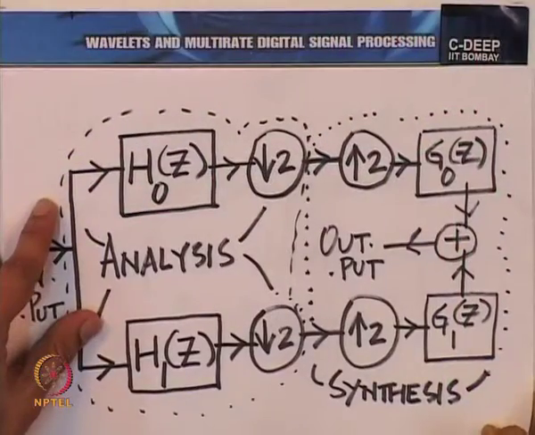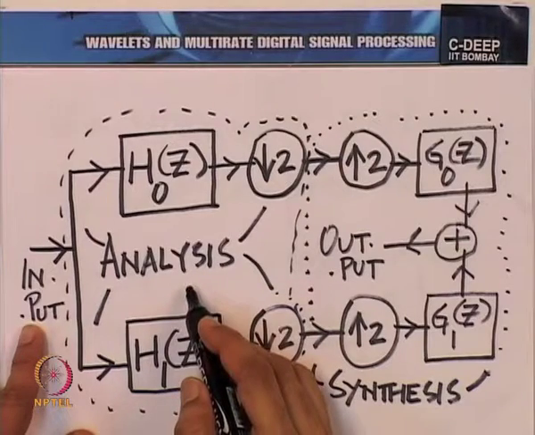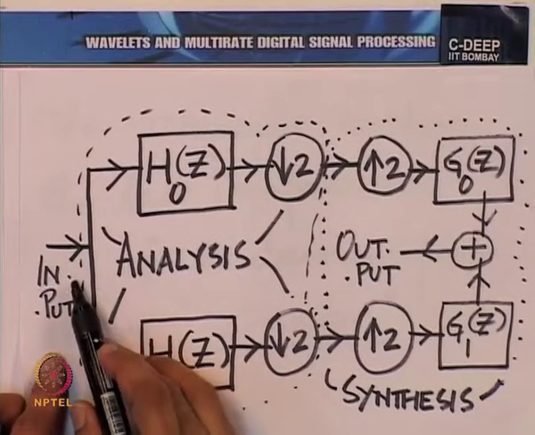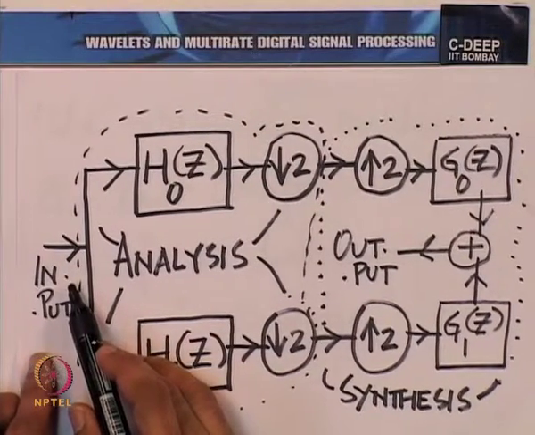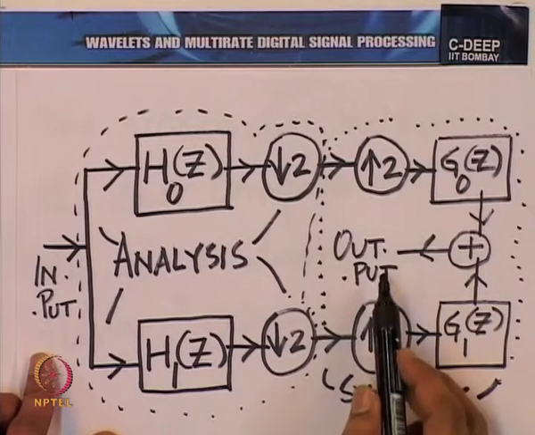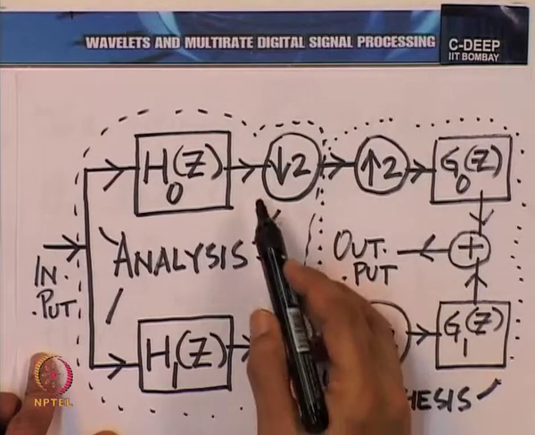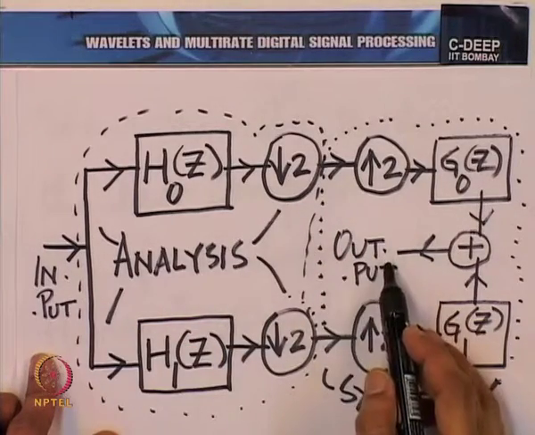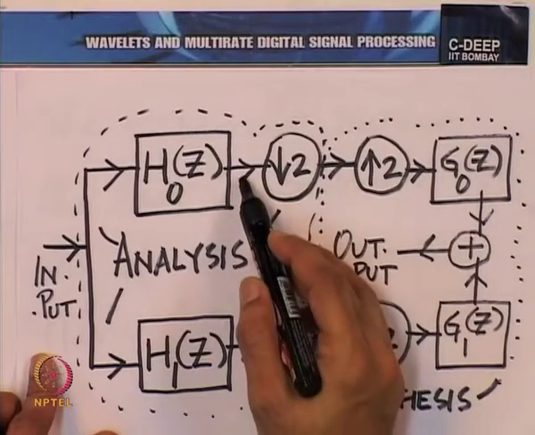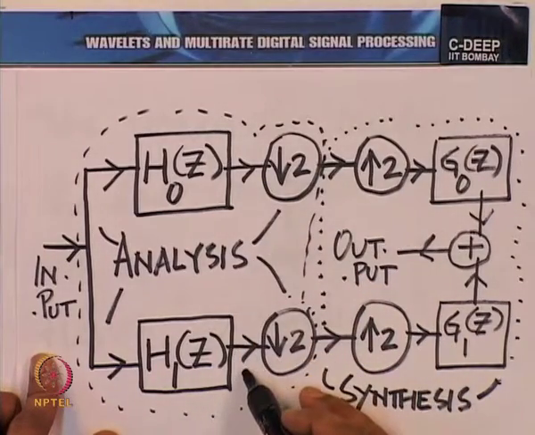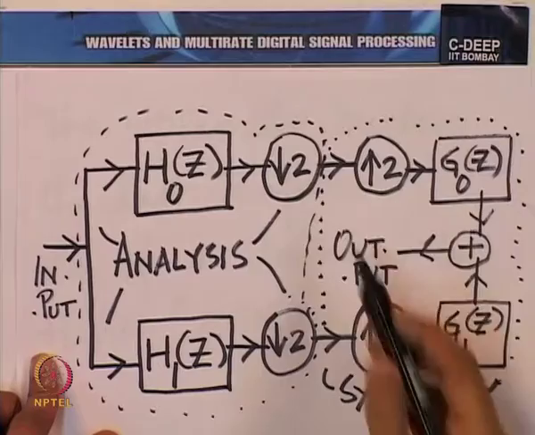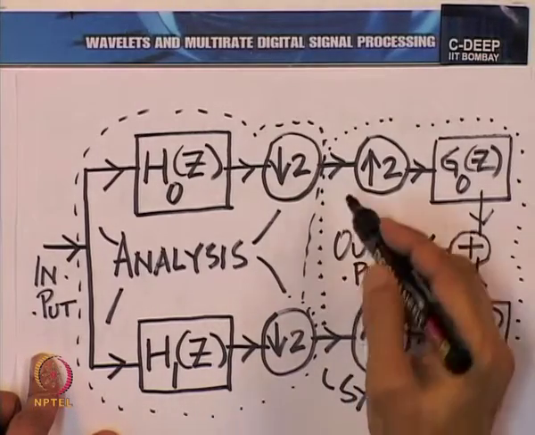If you look back at this 2 channel filter bank here, what we are effectively saying is that there is one sampling rate operating at the input and the same sampling rate operates at the output. However, although the same sampling rate operates before and after these filters, it does not operate here.